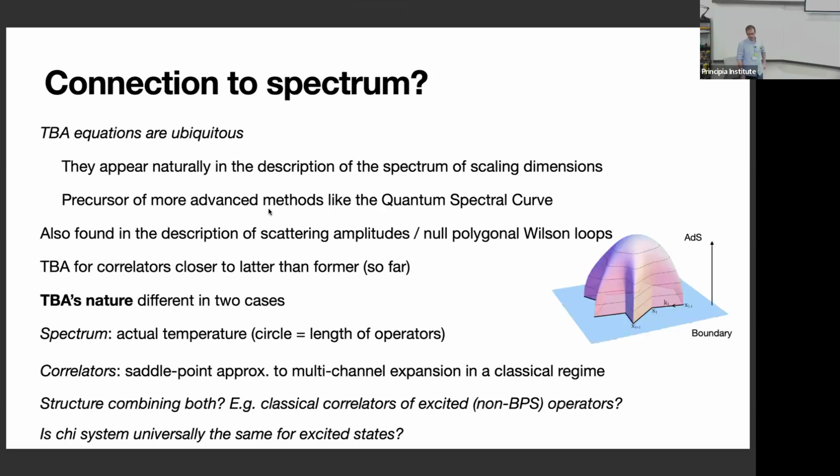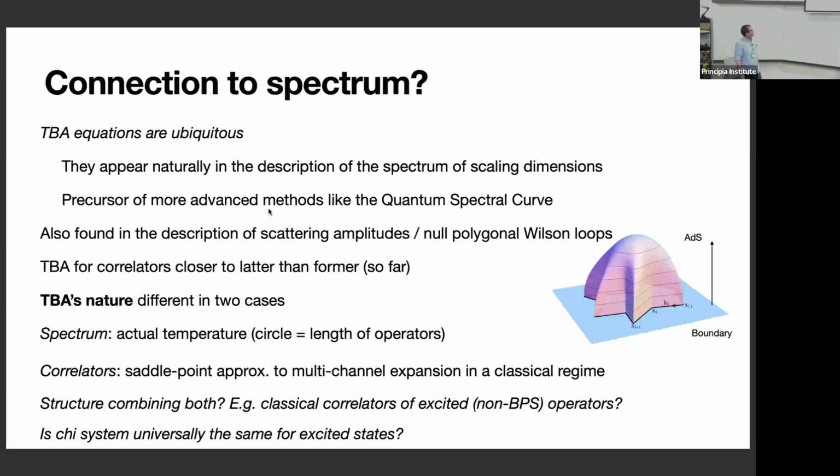There is also a natural question that comes to mind, which is whether there is any sort of connection between these TBA equations that we are finding here and the ones that were the precursor of the QSC in the spectrum, which was discussed by Kolya. They are quite similar in structure, but in spirit they are very different. The nature is very different. In the case of the spectrum, there is an actual temperature, so there is something which has to do with thermodynamics, which is coming from the length of the operator interpreted as a circle.